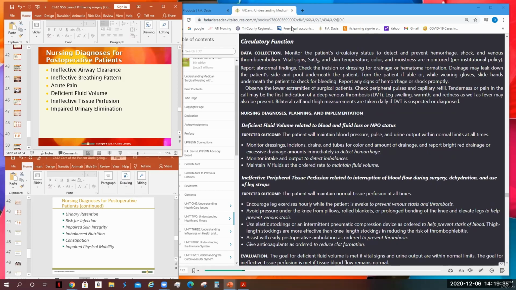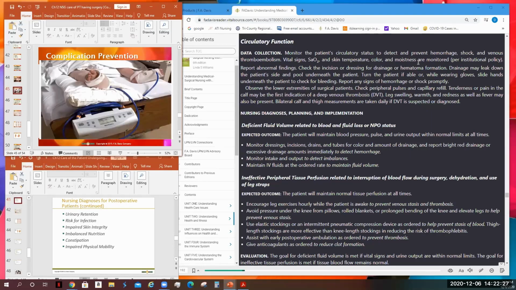Circulatory function. Page 192. Data collection. Monitor the patient's circulatory status to detect and prevent hemorrhage, shock, and venous thromboembolism. Vital signs, oxygen saturation, and skin temperature, color, and moistness are monitored per institutional policy. Report abnormal findings. Check the incision or dressing for drainage or hematoma formation.